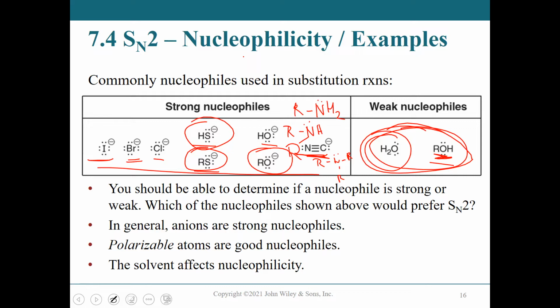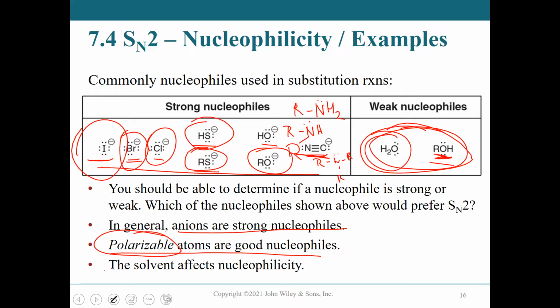In general, anions are strong nucleophiles unless they're involved in resonance. If they're involved in resonance, their power decreases. Polarizable atoms are good nucleophiles. For example, iodide is a better nucleophile than bromide, and bromide is a better nucleophile than chloride because of the size. The polarizability comes from size. A more polarizable atom is bigger, because it has more space to distribute the charge. That's why iodide is a better nucleophile than bromide, and bromide better than chloride.